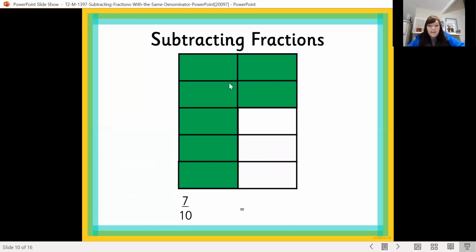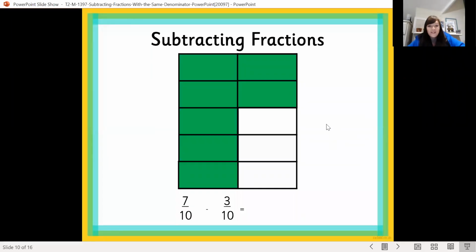Here we have 7/10. So this has been split into 10 equal parts. 7 of them are coloured in. We are taking away 3/10. So pause the video now, and you can either draw a fraction bar with 10 equal parts and shade in 7 and then cross out 3, or you can just look at this calculation and do 7 take away 3, keeping the denominator the same. So pause the video now and see if you can find the answer to 7/10 take away 3/10.